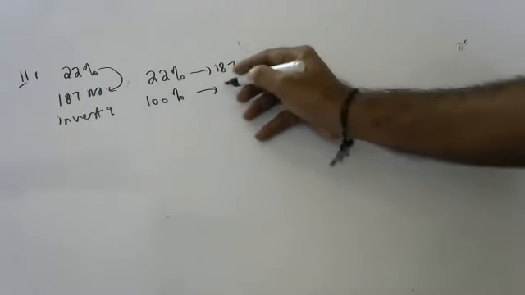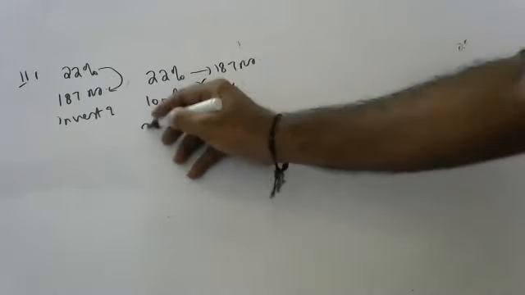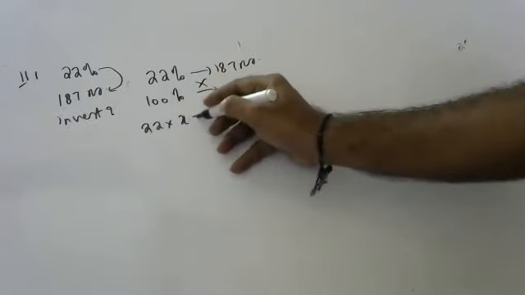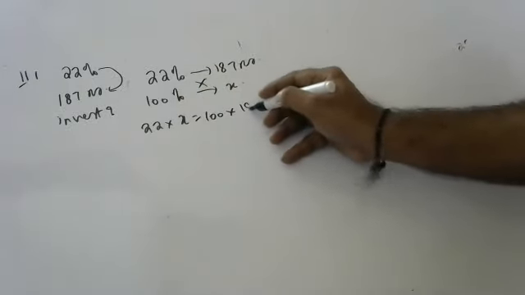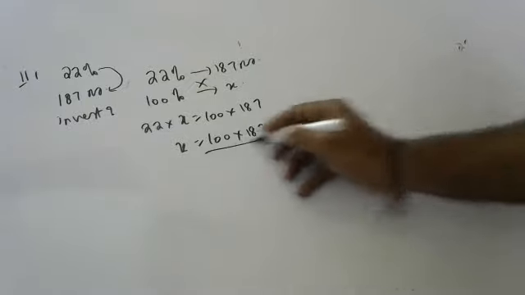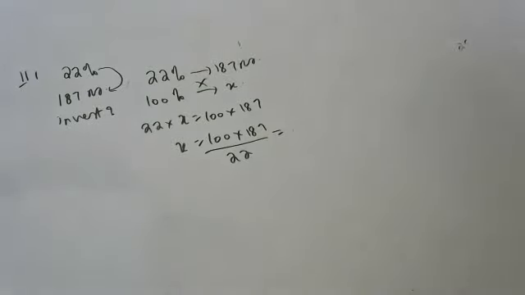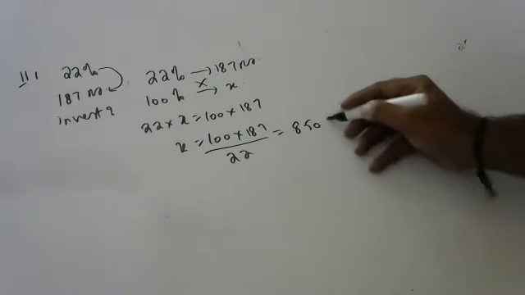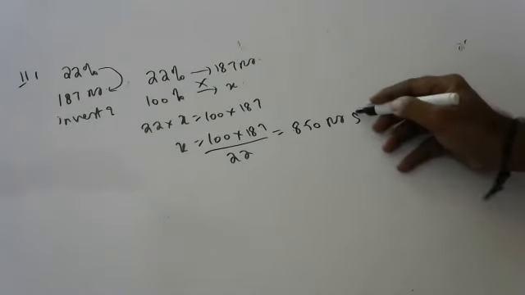100% is how much? Cross multiplication: x into 22 equals 100 into 187. X equals 100 into 187 by 22. So how much did she invest? 850 rupees she invested.